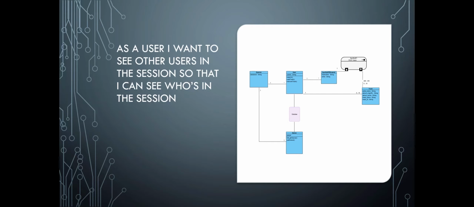On this one, as a user, I want to see other users in the session so that I can see who's in the session. Here we can look at the class diagram and see that as a user object, we have a user ID, which is a string. We have the ability to search, add track, and remove tracks. Here we'll send that object up to the database and we are able to store that user ID.